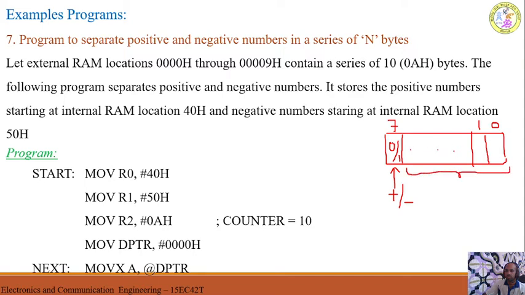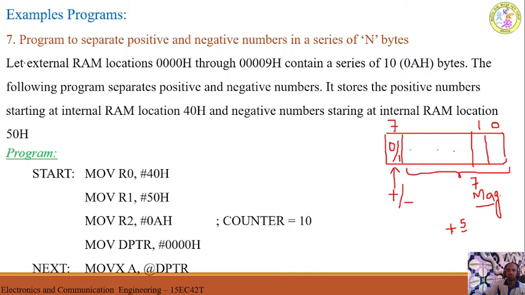So totally 8 bits are there. 1 bit is reserved for the sign bit and the remaining 7 bits are used to represent the magnitude of a number. Magnitude means, for example, minus 5: minus is the sign and 5 is the magnitude. Plus 5: plus is the sign and 5 is the magnitude.